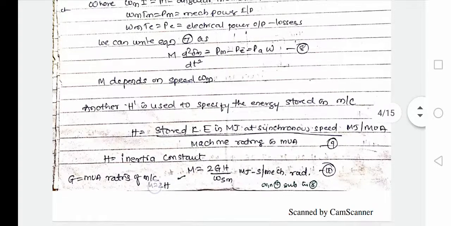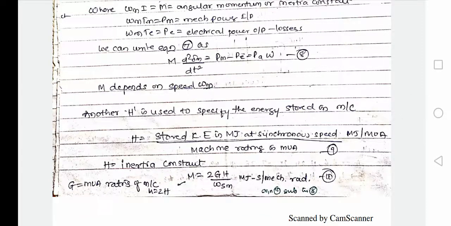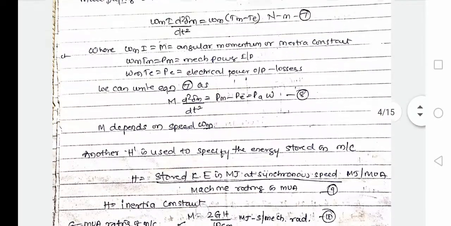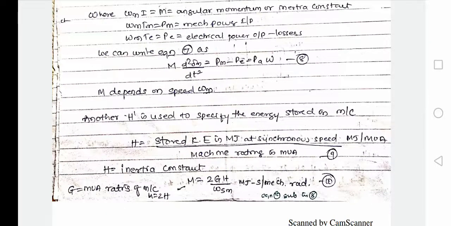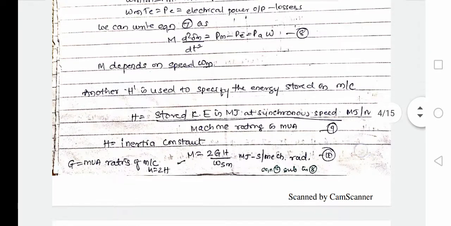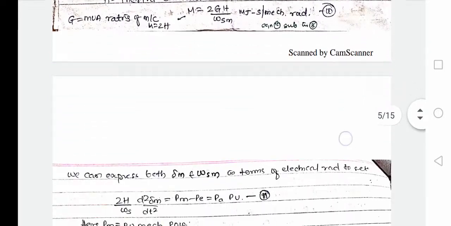So M is nothing but what here? 2 into H. So for the equation of M, we can write M is equal to 2GH divided by omega sm, wherein G is the MVA rating of the machine. M is the power with respect to the angular momentum or the inertia constant. Then omega sm is the angular speed of that machine. So it is expressed in terms of megajoule seconds per mechanical radian. Take it as equation number 10.